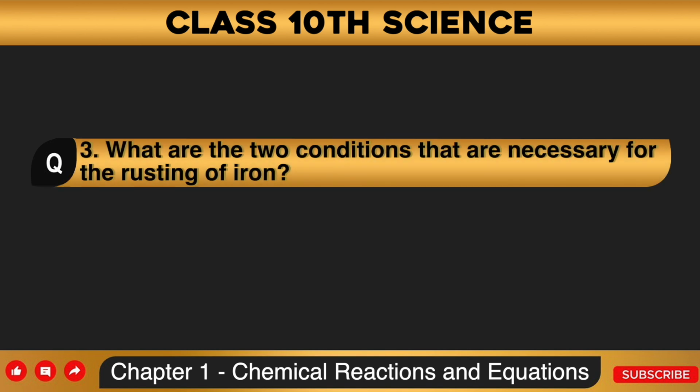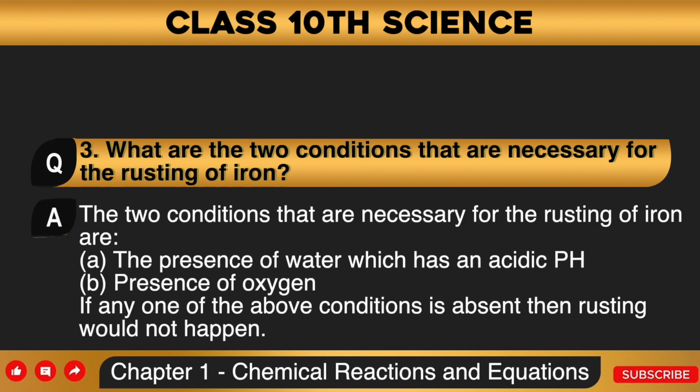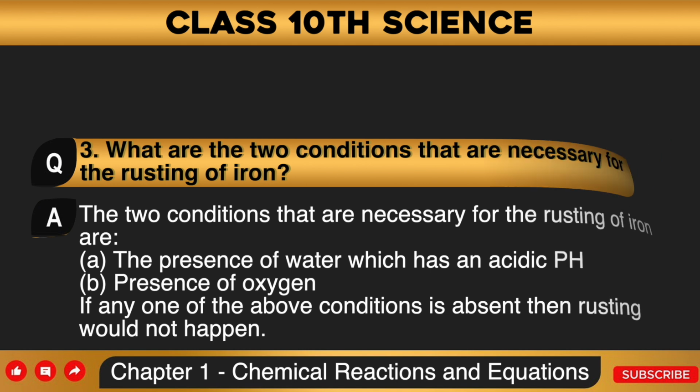Next question. What are the two conditions that are necessary for the rusting of iron? The answer to this question is the two conditions that are necessary for the rusting of iron are the presence of water, which has an acidic pH, and presence of oxygen. If any one of the above conditions is absent, then rusting would not happen.